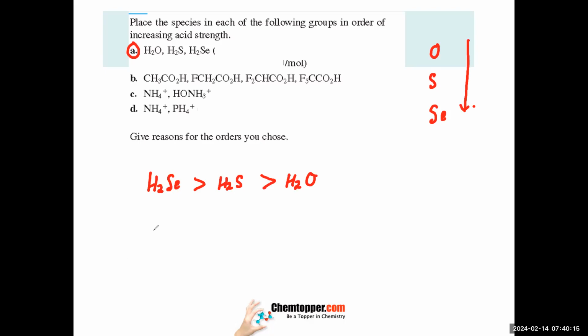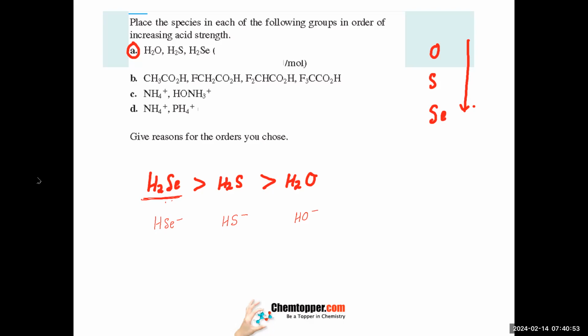Can you make the conjugate base of this? What's the conjugate base? Remove hydrogen. You remember, to make the conjugate base from the acid, remove H plus. HSe minus. Very good. What's the conjugate base of this? All of you please try it. HS minus, and of water, HO minus.